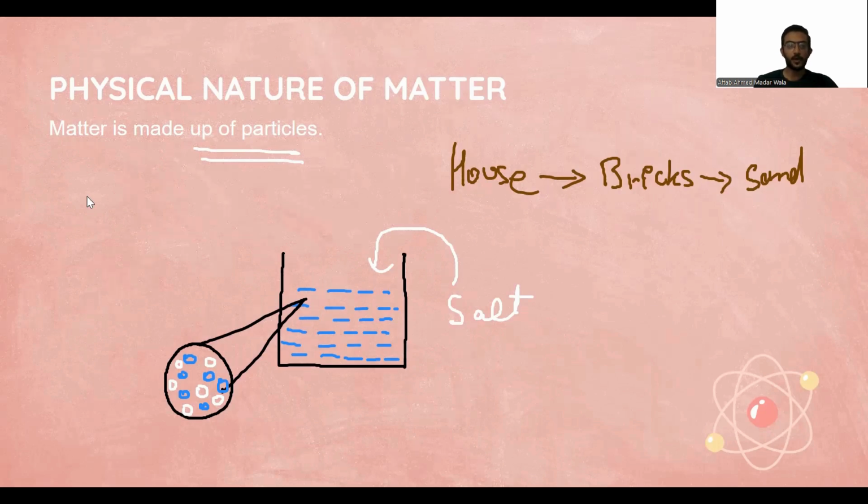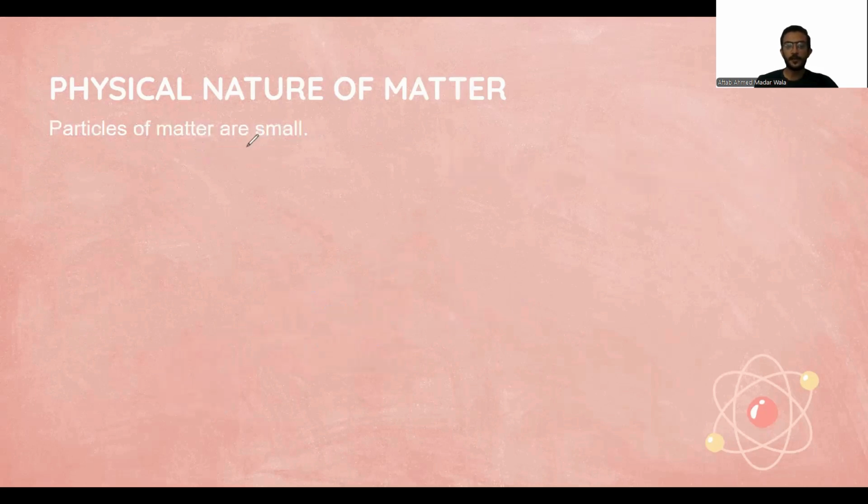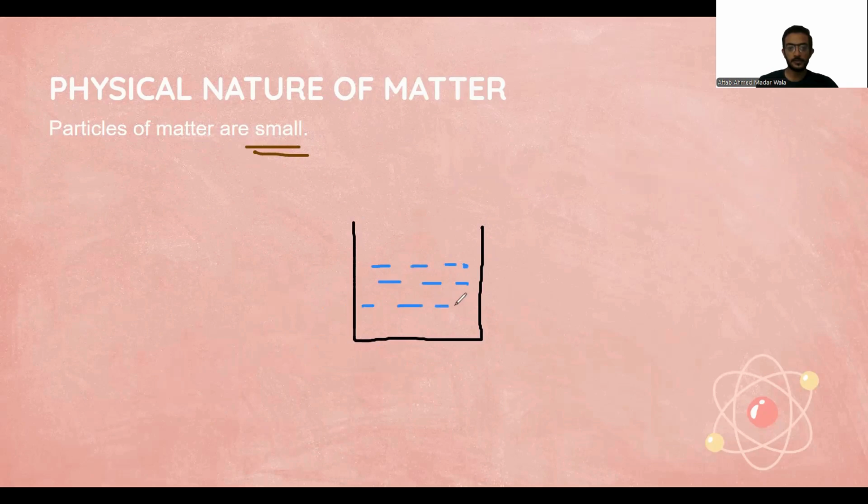Now let's move ahead and talk about the second physical nature of matter, which is that particles of matter are small. How small, and how do we get to know whether they are small, right? So let's go back to the same example. What we have done is taken a beaker, then filled water inside it. Then we have added some amount of salt or sugar inside it, and upon giving it a stir, the salt has dissolved.